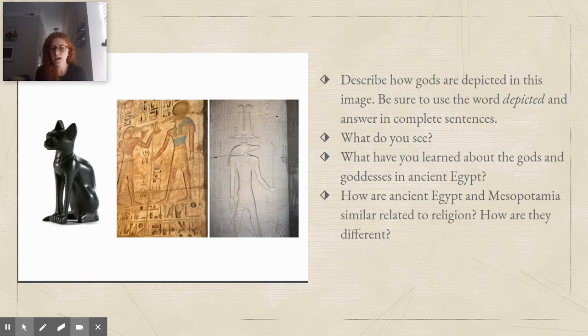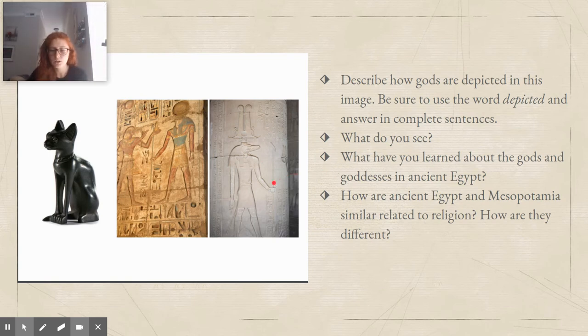Okay. Describe how gods are depicted in this picture, but be sure to use the word depicted and answer in complete sentences. This god is depicted as a cat. Okay. This god is depicted as a person, but with a falcon head. This god, which is Sobek, is depicted as a person with a crocodile head. Okay?